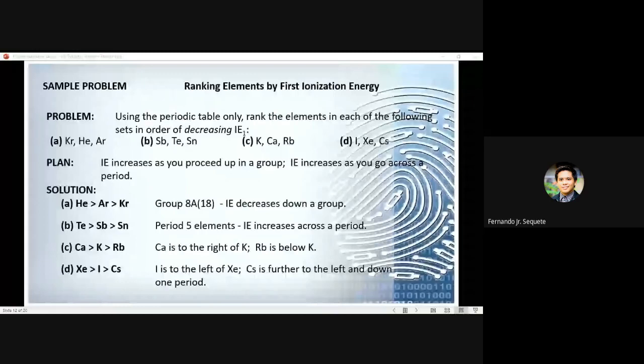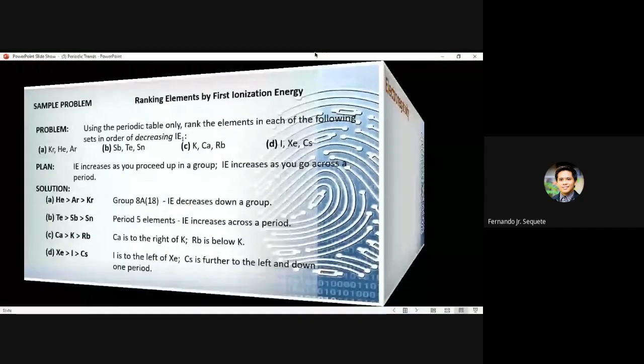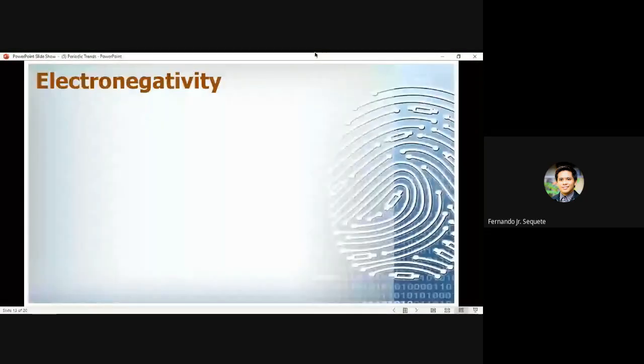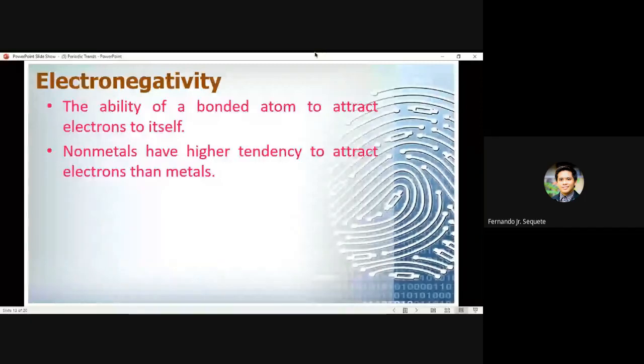Okay, and letter C and D. So try niyan. Next would be the electronegativity. Yung electronegativity naman natin is the ability of a bonded atom to attract electrons to itself.